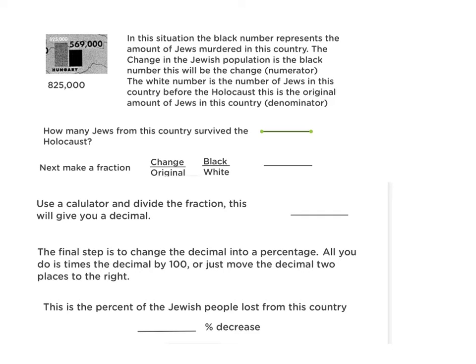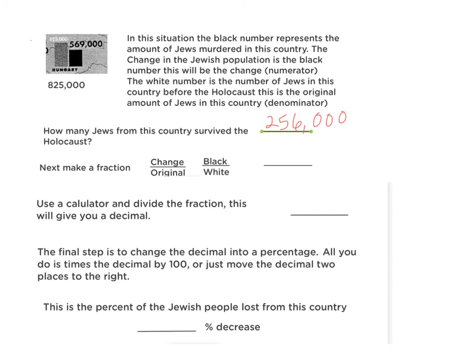What we're going to do is subtract those two numbers. 825,000 subtract 569,000. That tells me that 256,000 Jews survived. The next thing is we're going to make a fraction.